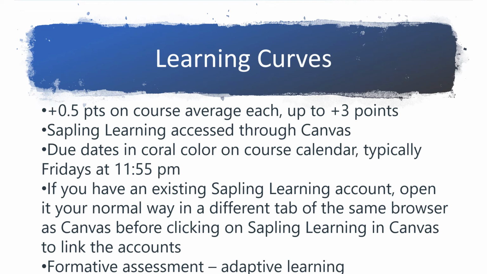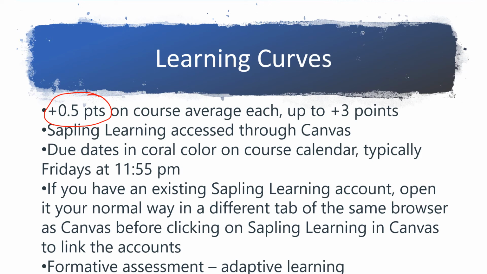Good. I'm glad to see I did have a whole slide on learning curves. Learning curves will count for extra credit. You can get a half point on your course average for each learning curve that you do, up to a maximum of 3 points, which would correspond to 6 learning curve assignments.